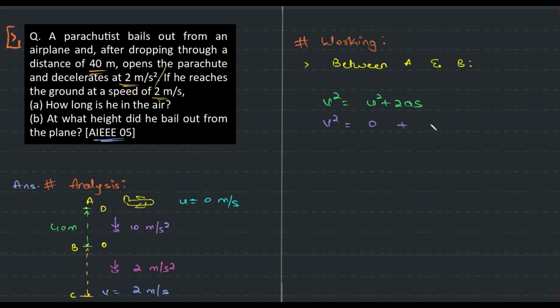Actually, this is 0 plus 2 into 10 into 40, we are considering downward as positive direction. So in all of this calculation, everything is positive. So this is 20 meter per second. So here the person has a velocity of 20 meter per second. Let me write it here, so that it's easier to look at.